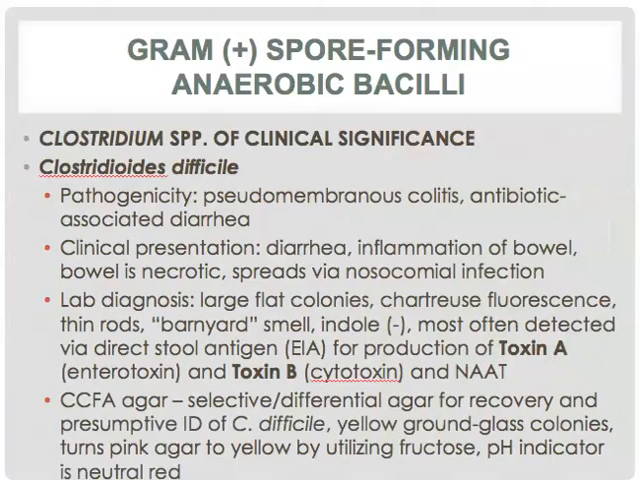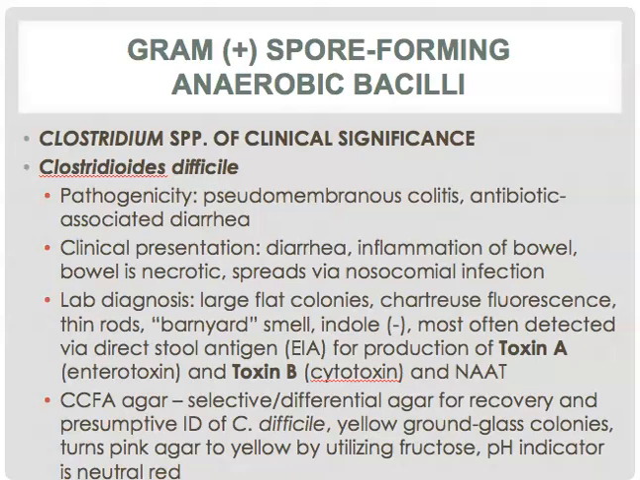Okay, and then the last one in this group is an organism that we have already talked about previously, Clostridioides difficile. It used to be Clostridium. Its name got changed to Clostridioides a little while back. So this is the one that caused pseudomembranous colitis, which is an inflammation of the large intestine and associated with antibiotic-associated diarrhea. It's not the only cause, but it is the most common cause. So clinical presentation with this one, the patient's going to have diarrhea, inflammation of the bowel.